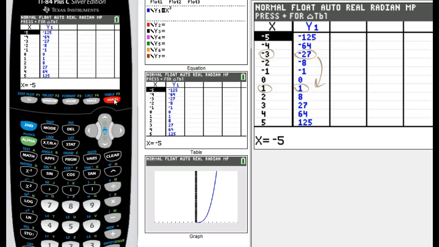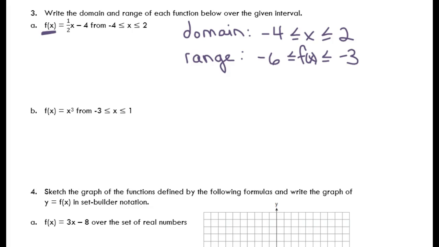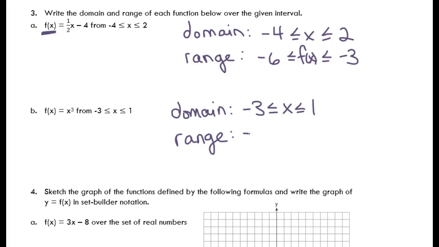Again, the domain, that's easy. The domain is -3 to 1. The range was what we just circled. Was it 26 or 27? It is, oh yeah, it's 27. That makes sense because 3 cubed is 27. And again, f of x. So that's what that means. It means when the domain goes from -3 to 1, the range will go from -27 to 1.